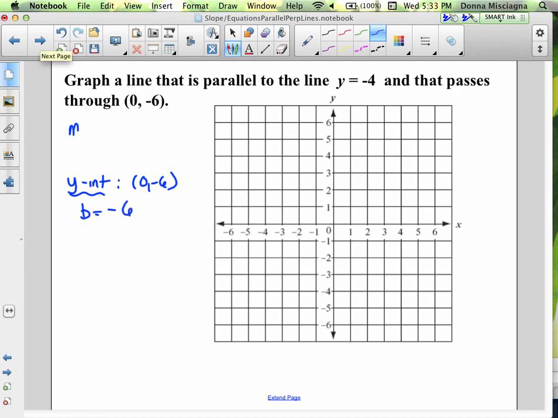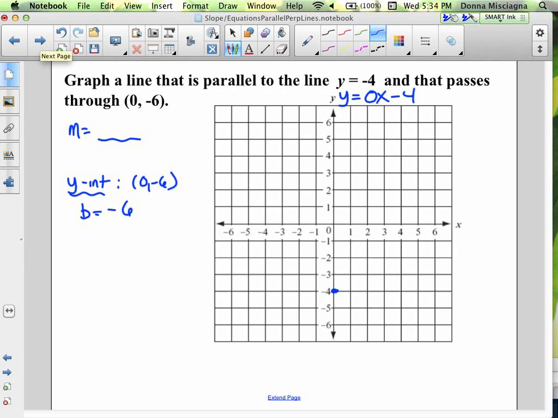But what is our slope? y equals -4. Well, maybe we could graph that. We have a y-intercept here at -4. What kind of slope does this line have? Another way I could write that line is y is equal to, there's no x there, so if there's no x, there must be 0x minus 4. So there's our equation in slope-intercept form of the one that we're given.